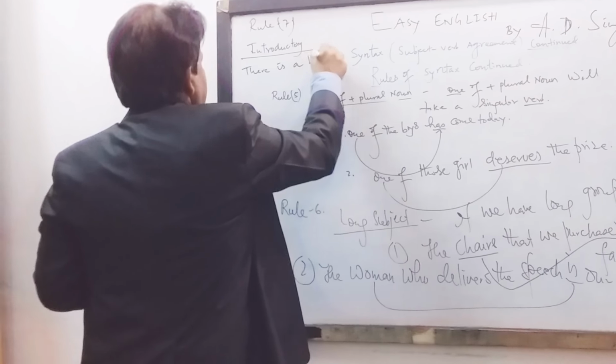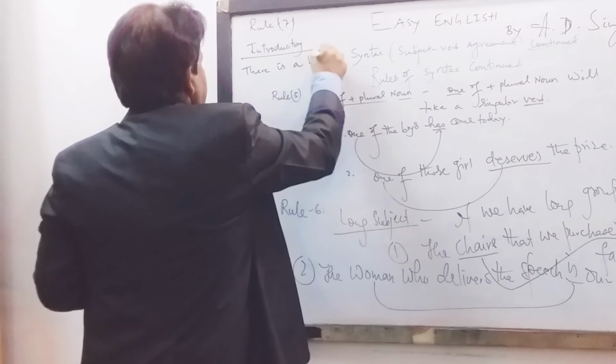Now why have I written is here? Because boy is singular. So after introductory there, the real noun is a boy, singular. Whereas, there are many players in this class. Look at that. Now why have I written are here? Because after introductory there are many players. Yes, plural. The main noun is plural. Am I right? Yes, sir.